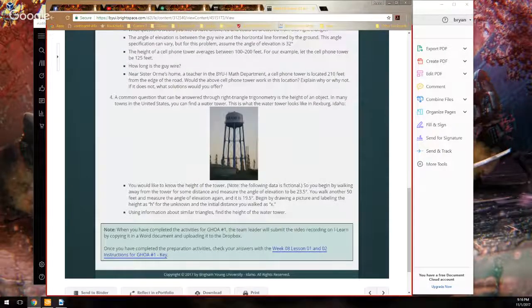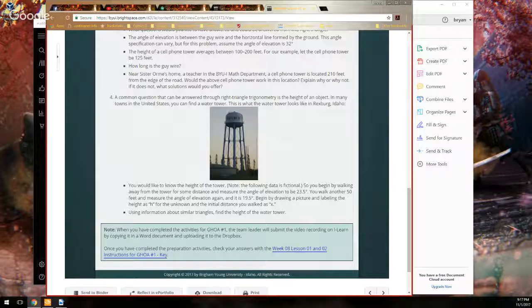A common question that can be answered through right triangle trigonometry is the height of an object. In many towns in the United States, you can find a water tower. This is what the water tower looks like in Rexburg, Idaho. No, I've never seen that. I don't even live there. You would like to know the height of the tower. I could just look it up on Google. No, the following data is fictional.